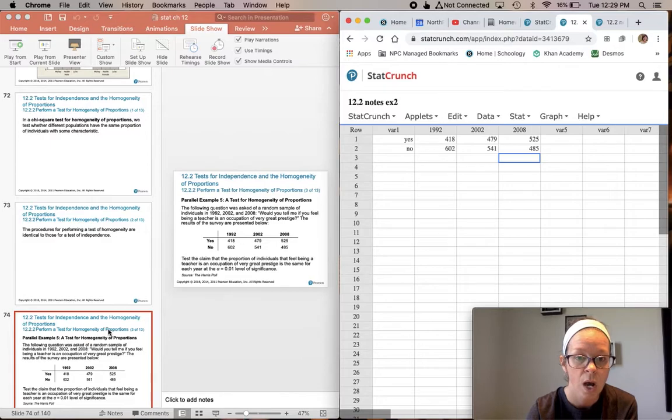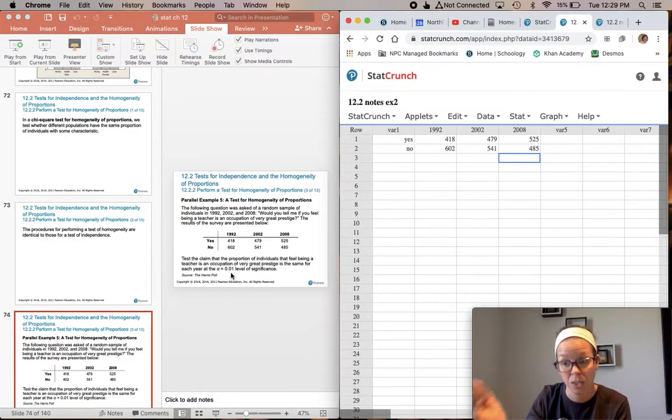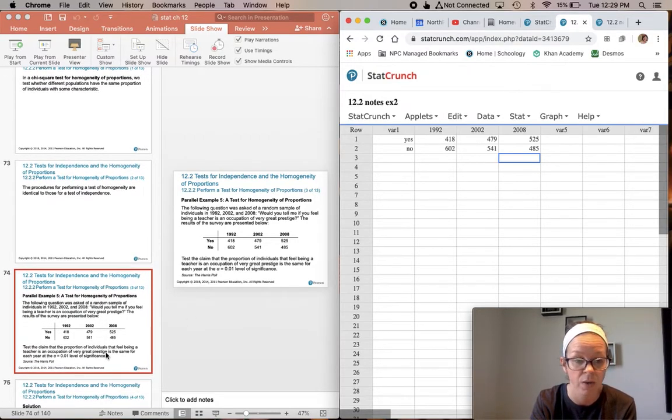Okay, so we're going to test the claim that it's the same for each year at the 1% level. So remember, the null hypothesis is always unrelated. It doesn't matter what year you ask this question, you're going to get the same answer. And then the alternative is that the opinions are changing, that it depends what year you ask this question, the answer that you will get. And we're testing at the 1% level, so we're being very confident of our results here.